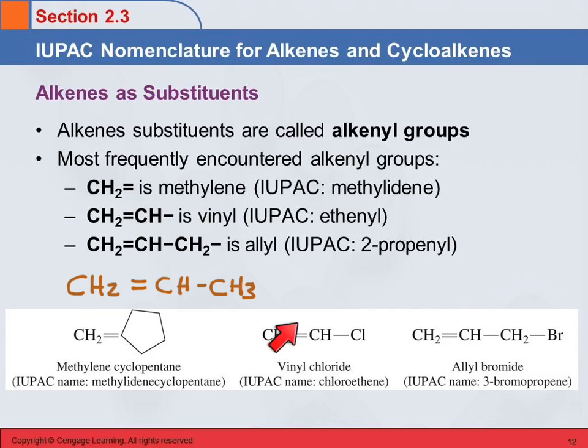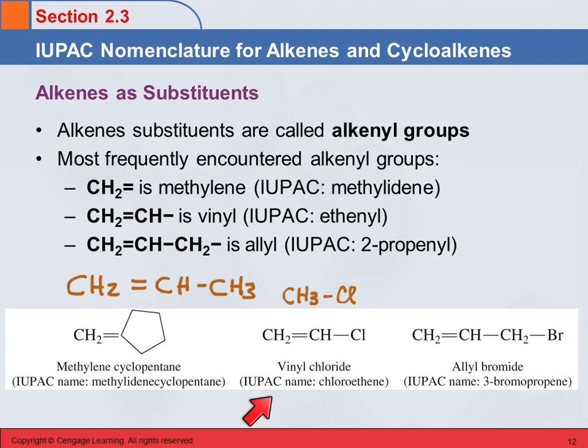Here we have the vinyl group. The vinyl group attached to chlorine. We did two different ways of naming alkyl halides. So like this is a methyl group. So this can be called methyl chloride, or it can be called chloromethane. Chloromethane is the IUPAC name.